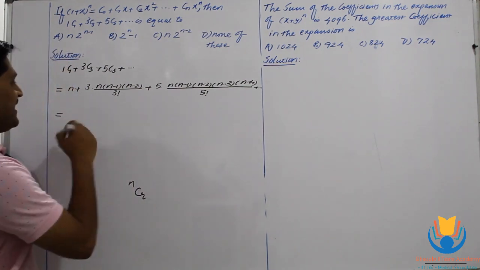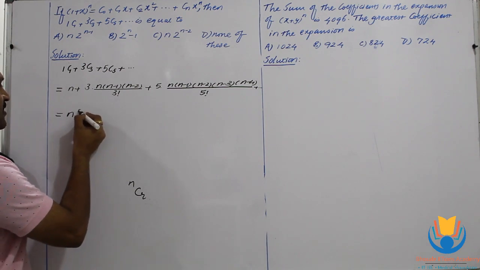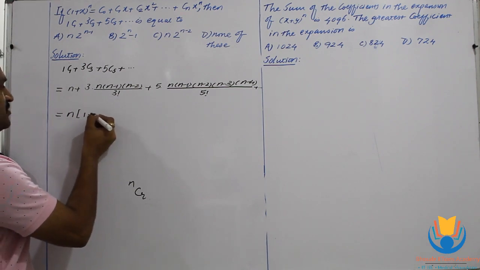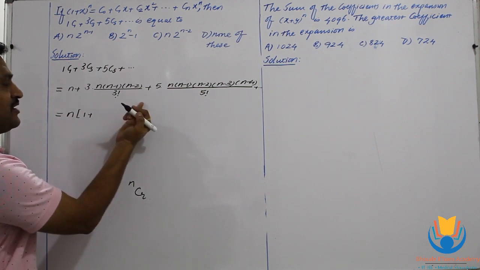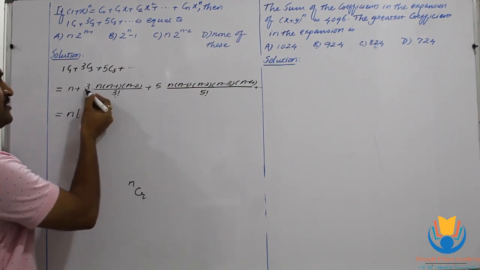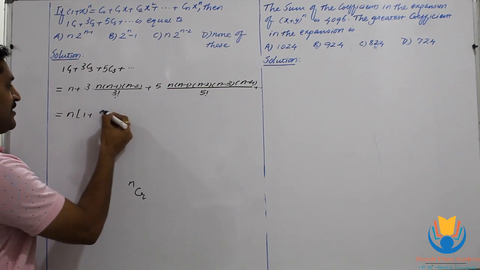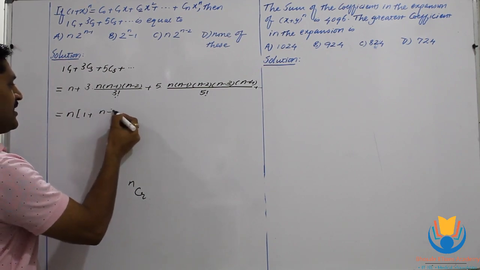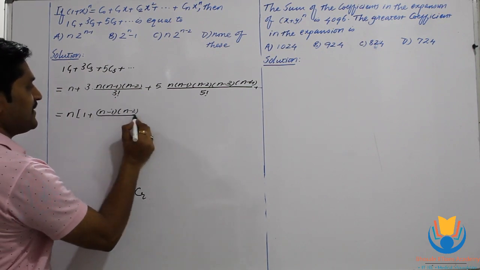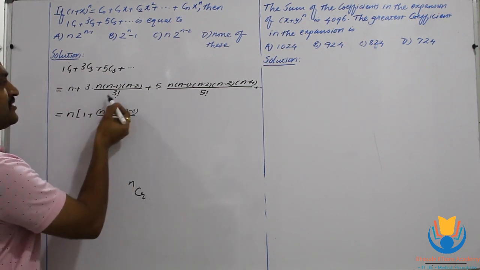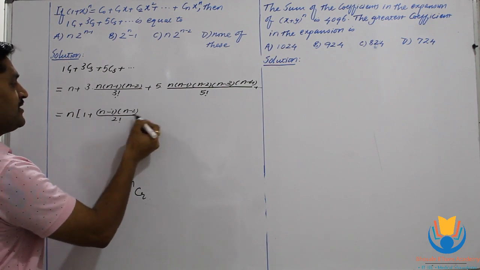So we can take n common from all the terms. So here it is 1, and at the same time this 3 factorial can be written as 3 into 2 factorial. So this 3 gets cancelled. We are left with n minus 1 into n minus 2. Again I repeat, this 3 got cancelled, we are left with 2 factorial in the denominator.